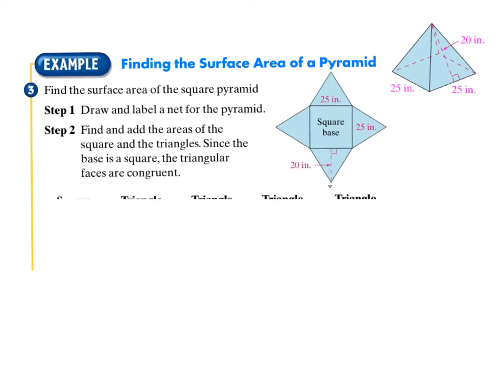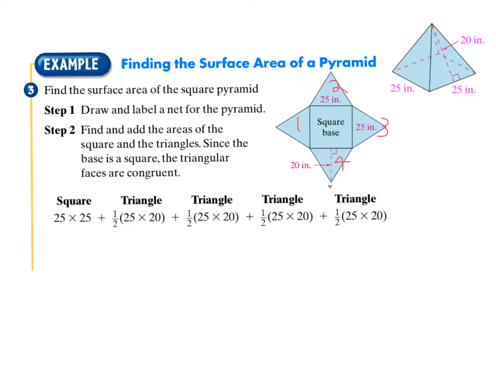So to find those measurements, we need to find the area of the square base, and then 1, 2, 3, 4 triangles. So the square is 25 times 25, and then each triangle, since they're off a square, are exactly the same size. So the triangles will be half of 25 times 20, 4 different times.